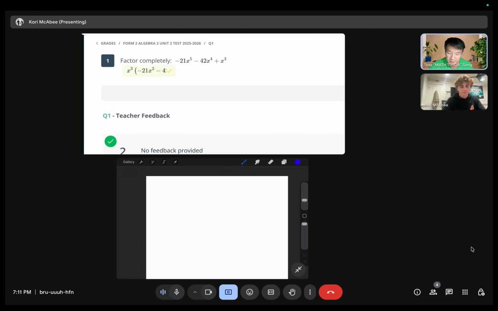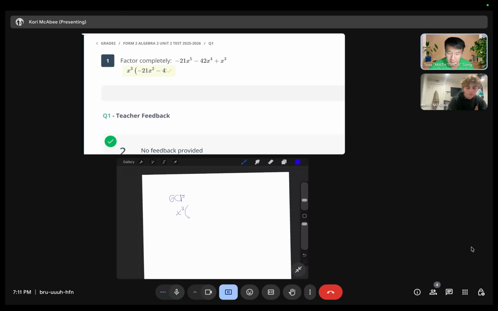So the GCF for this one will be in the front. The GCF will be, I'll write it all together here. So you got the GCF correctly. It's x to the third. Okay. And you think x to the third times what will give you negative 21 x to the fifth? Well, it will be negative 21 for sure.